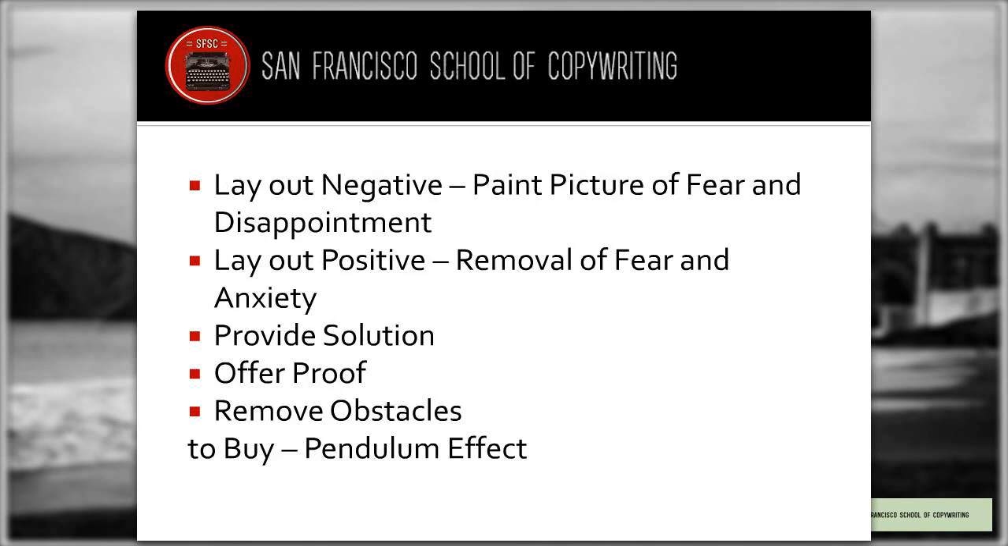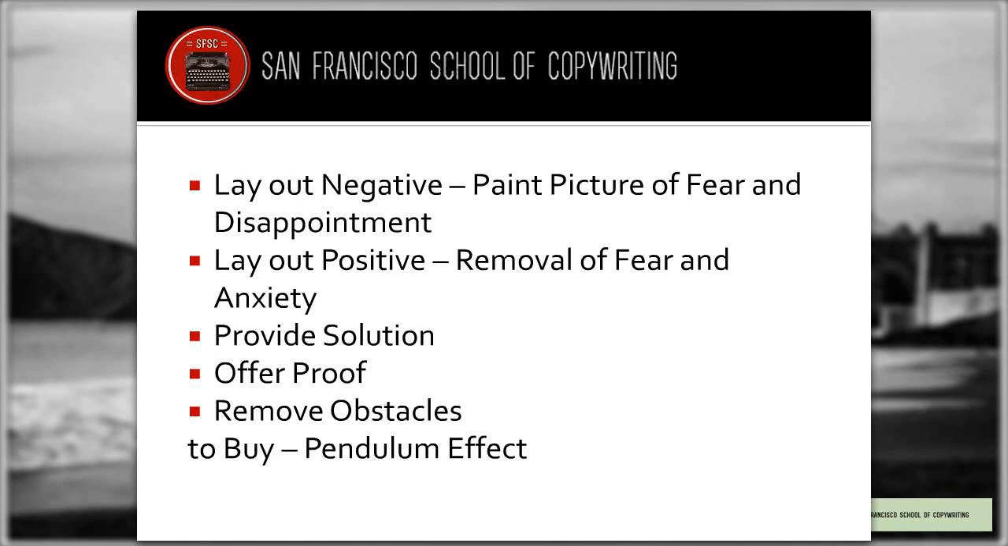So you can lay out the negative, or you can lay out the positive. And laying out the negative is painting the picture of fear and disappointment. What's going to happen if things continue the way they are. And the positive is what things are going to look like if you can change those things. And so it's a fine balance, because I'm telling you, you want to hit their pain points, because if you don't hit their pain points, then they're not open psychologically or emotionally to identify with the solution.